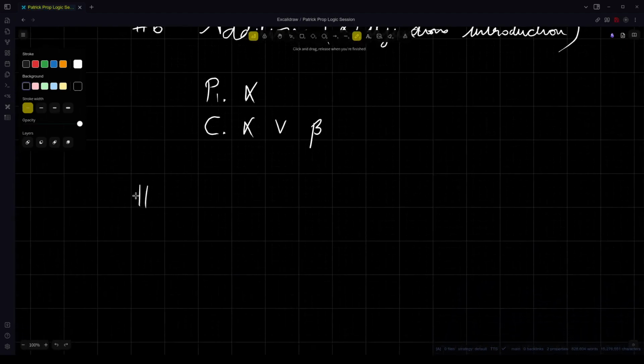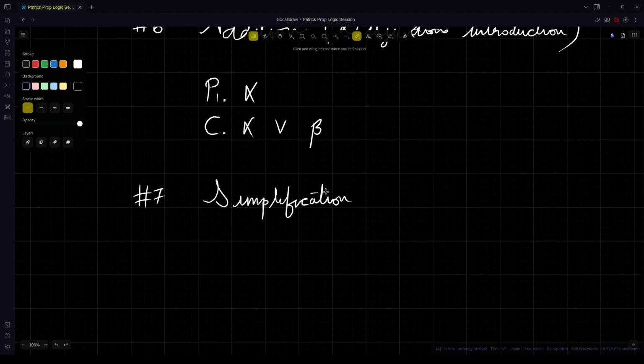Then you have number 7, which is, should I do constructive dilemma first, or should I do the other one first? I can do constructive. Okay, I'll do simplification. It's fine. Simplification is simpler. Simplification. This is called conjunction elimination.